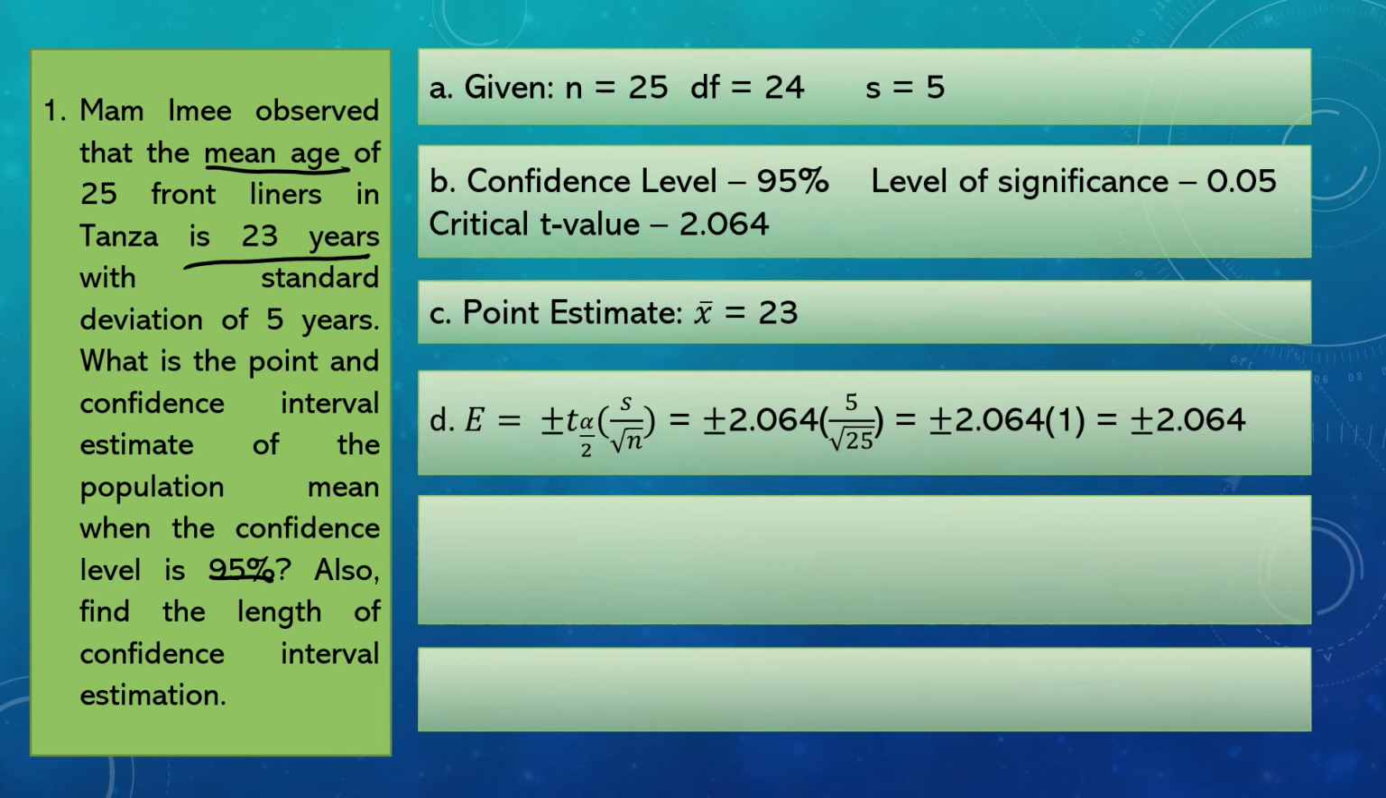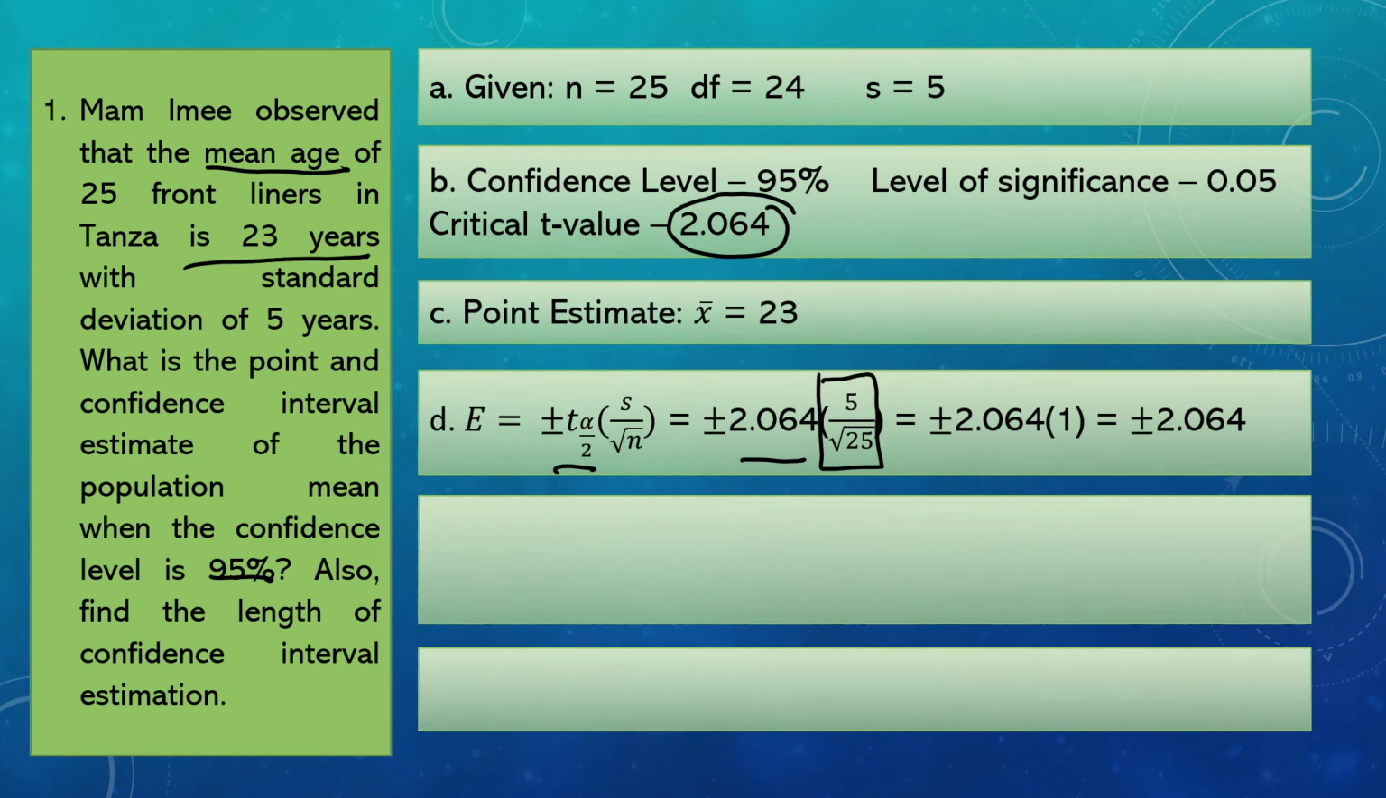Now, by the substitution process, instead of writing t, we're going to write the value of t, which is equal to 2.064. And then instead of writing s, you're going to write 5. And instead of writing n, you're going to write 25. So after the substitution process, you're going to start simplifying this one. If you're using a calculator, you're going to start dividing 5 by the square root of 25. 5 divided by the square root of 25 is equal to 1.